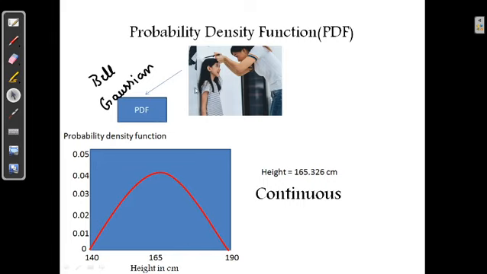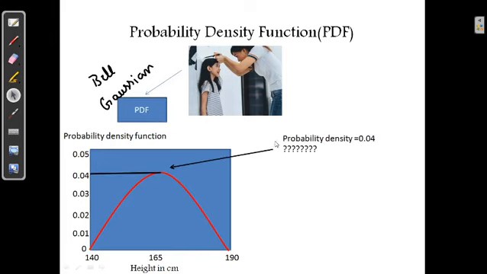As I said earlier, this is the probability density function. If you look over here, 165 centimeters corresponds to a value of 0.04. What does it indicate? 4% of the students will be around 165 centimeters. This is the information you get from the probability density function.